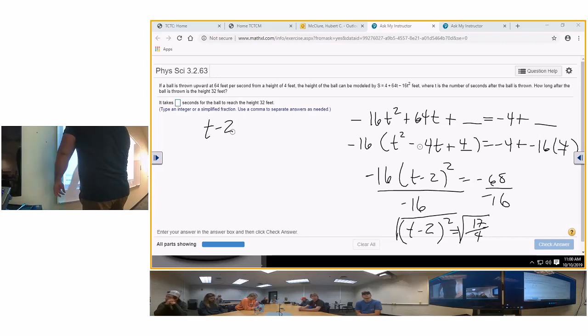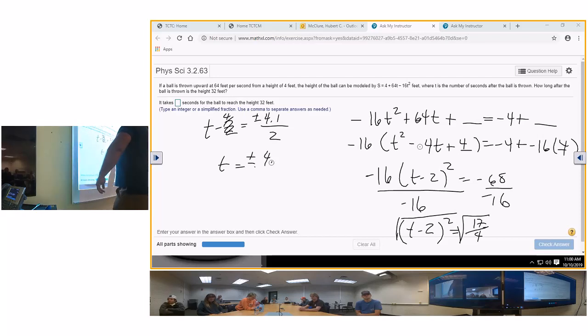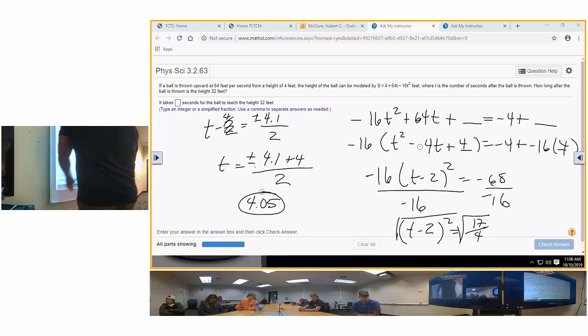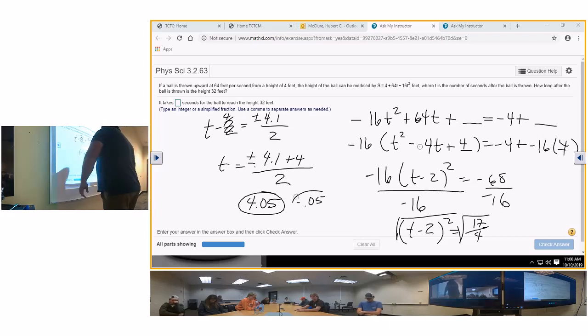All right? Equals positive or negative, let's see, square root of 17 is about 4.1, over 2, and that's going to be what, 4 over 2? So t is equal to positive or negative 4.1, no coughing, plus 4 over 2, and what's 4.1 plus 4? And what's half of 8.10? There you go. And negative 4.1 plus 4 is negative 0.1, right? And that's negative 0.05. So that should be your x-intercepts.